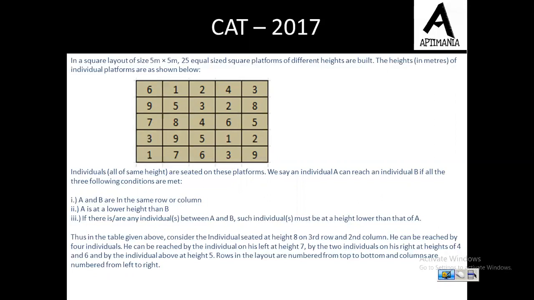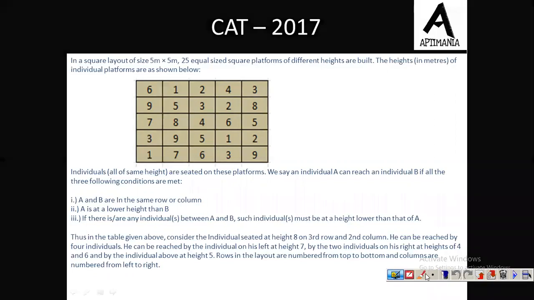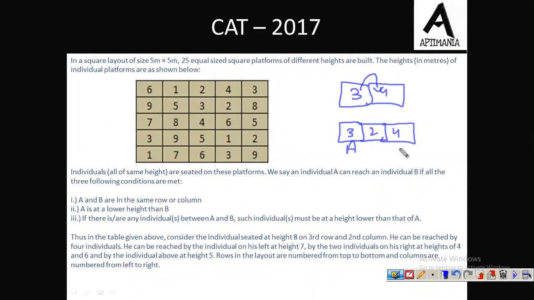So basically the condition is that we can go from any smaller height to any bigger height, provided two consecutive, suppose 3 and here we have 4. So we can move from 3 to 4. Now suppose here we have 3, here our 2 is, and here we have 4. So if we want to reach B from A, then this case is also possible, provided the number in between must be lower than that of A. The height of this number must be less than that of A. Fine. So these are the conditions.